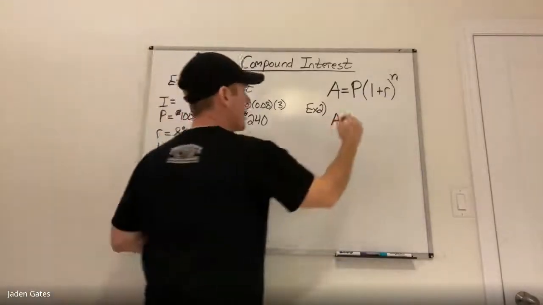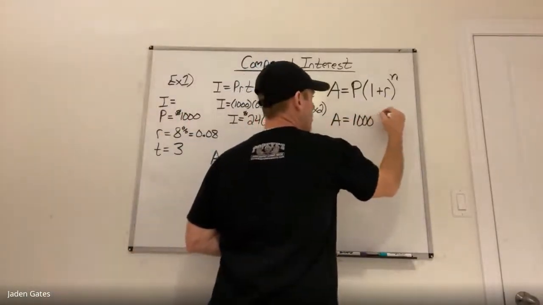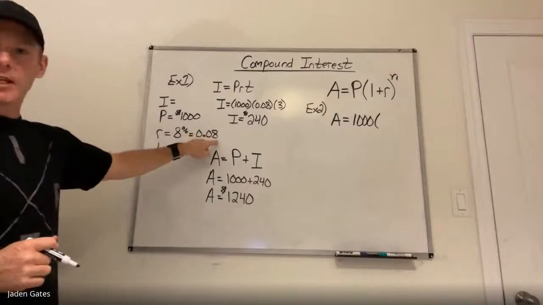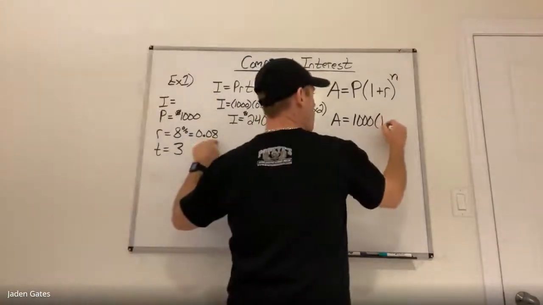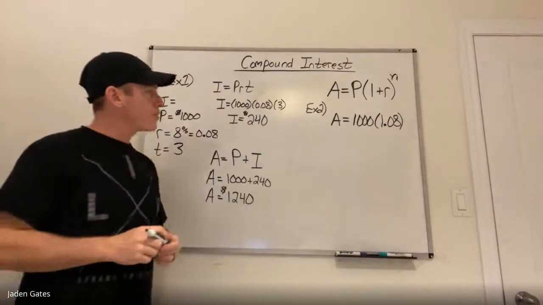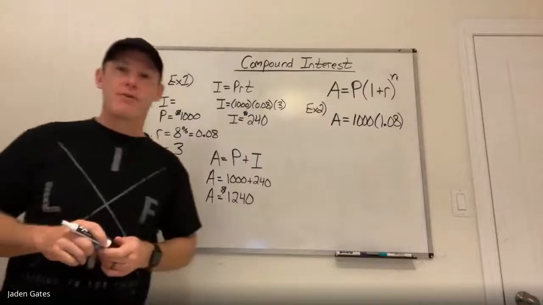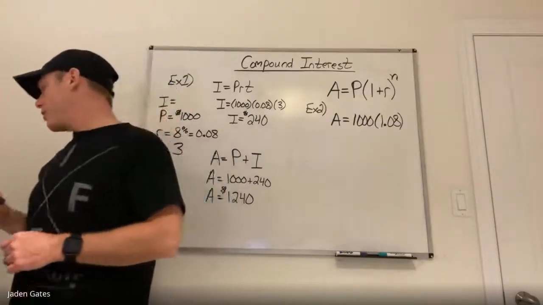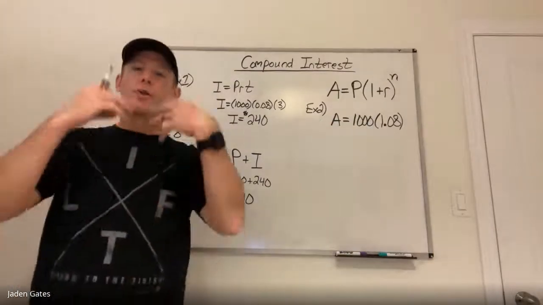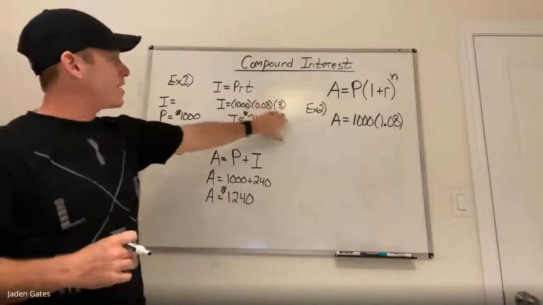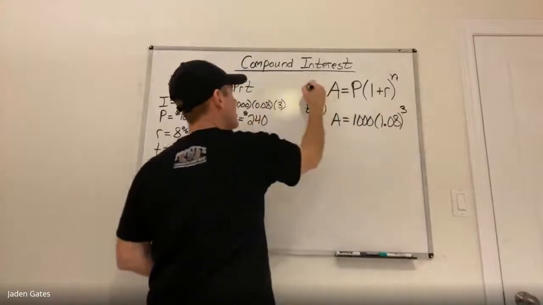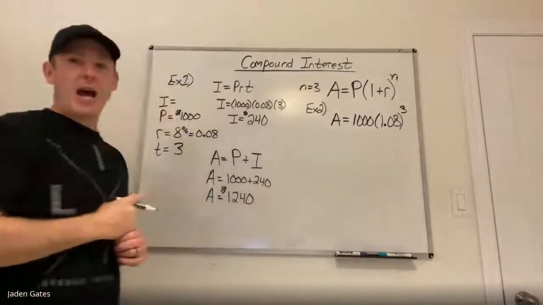All right, my principal, again, I am putting in $1,000. I have 1 plus R. Well, R is 0.08, that's my rate. So in the brackets here, I'm going to have 1.08. Now, this is something that's going to change later, but N is the number of times the interest is going to be added. In this question, it is being compounded annually. So the interest is going to be added after every year. And so if we're investing this amount of money for 3 years, N is going to be 3, because the interest is going to be added 3 times.